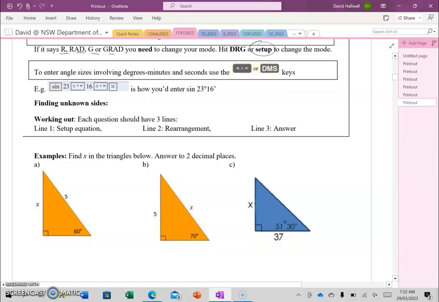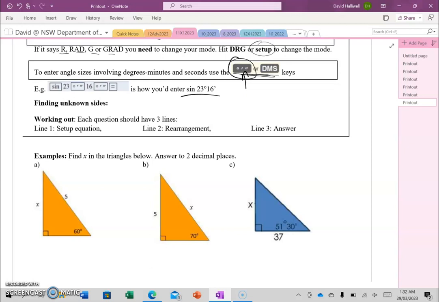To enter angles involving degrees, minutes, seconds, we use the degrees, minutes, seconds button. Most of your calculators will have this. Some people who've got older calculators might have a DMS button. So that's the degrees, minutes, and seconds button. Some people just call it the bubbles button.